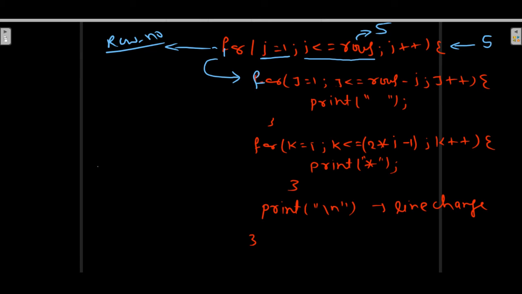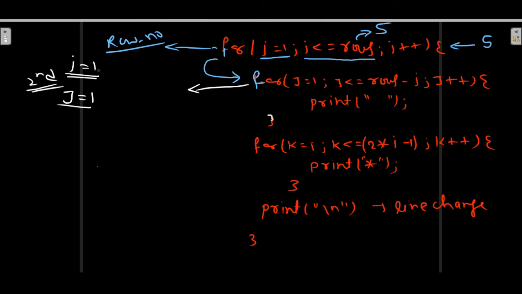What is this for loop doing? This for loop is responsible for printing the spaces that we need before our first star. How many times will this for loop execute? I am talking about the second for loop. The second for loop starts from j equal to 1. For the first row, what will be the value of I?